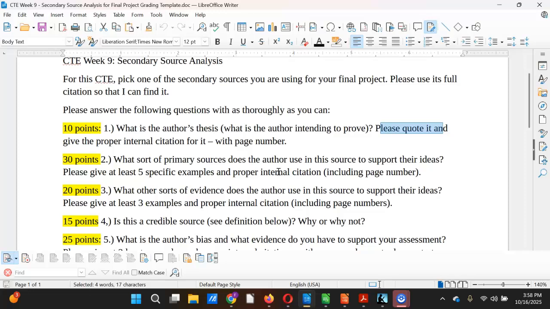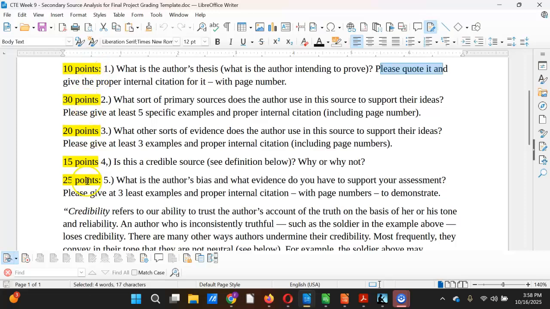And then the last one, which was worth 25, and I put the grading point scale over here. 25 points is on the author's bias, and what evidence do you have to support your assessment? How do you get evidence? Evidence are quotes. Evidence are quotes. When you're talking to me about the author's bias, if you don't give me quotes to support that, then you're not giving me any evidence. So a lot of people lost a lot of points on that. And that's one of the key things.